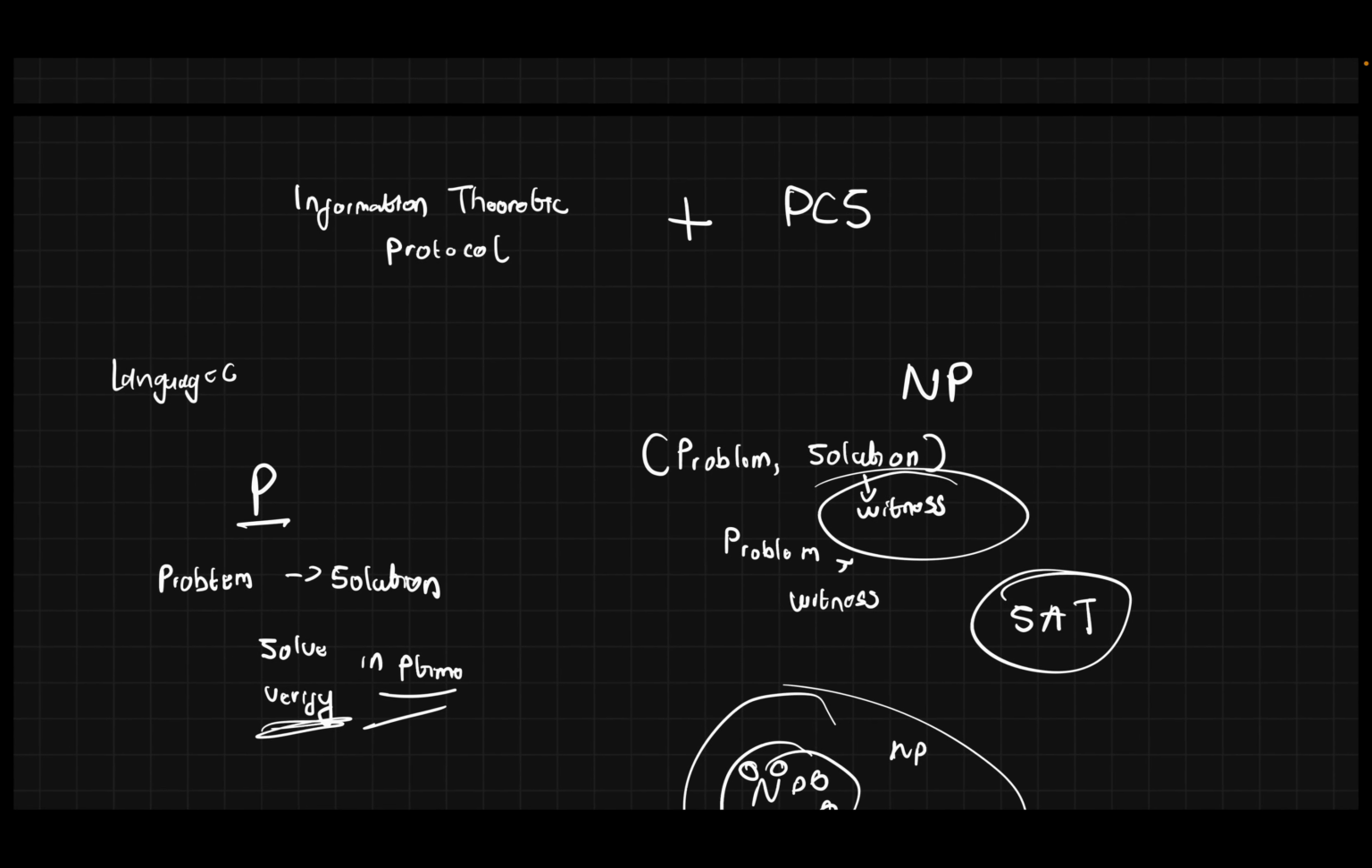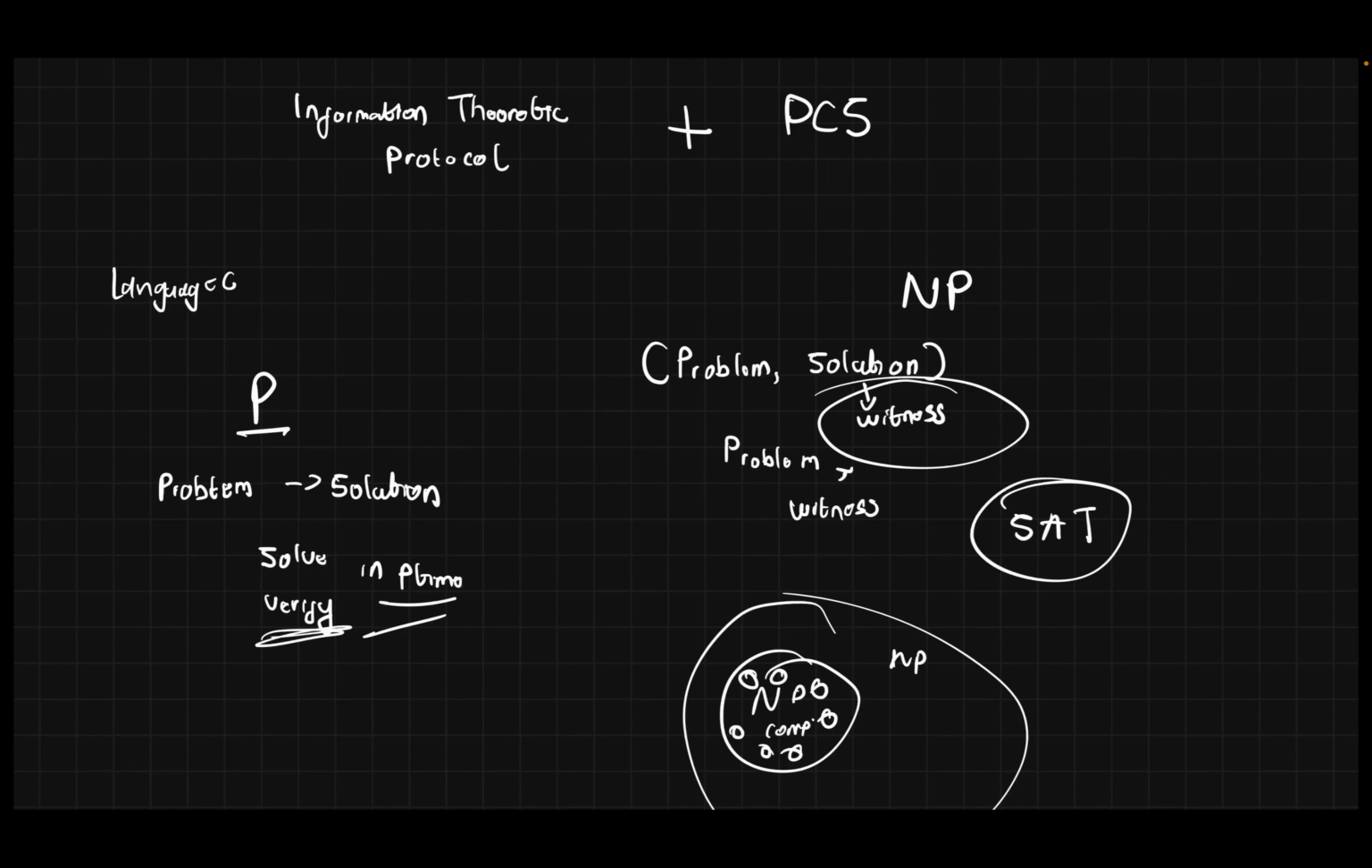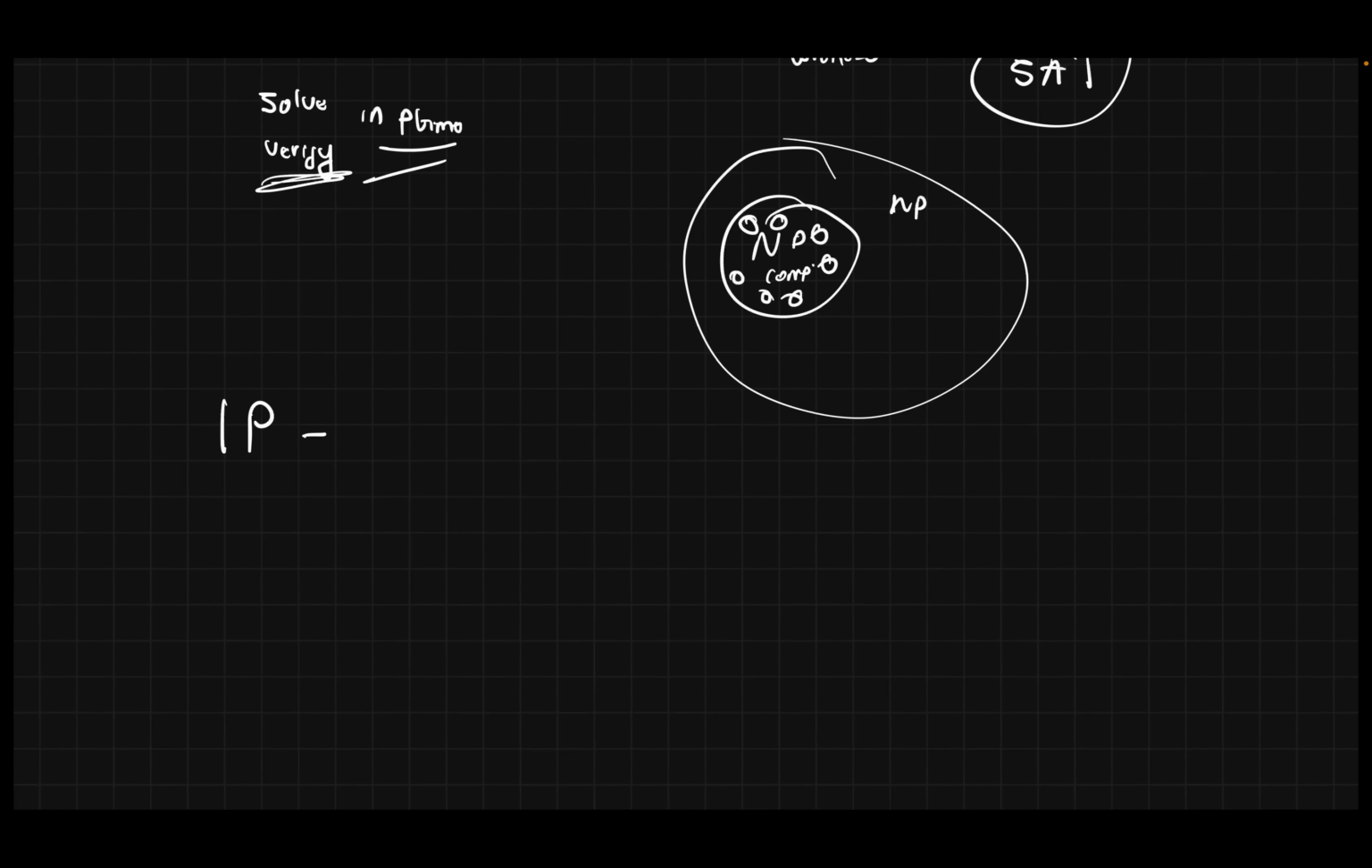So let's continue. Now, these guys, the first guys, they came up with something called IP. IP is called interactive proofs. That's like you have a prover, you have a verifier, and they're talking to each other. Okay, that's the interactive. So the prover will tell the verifier something, the verifier will ask further questions, then the prover will tell the verifier something else, the verifier will ask further questions.